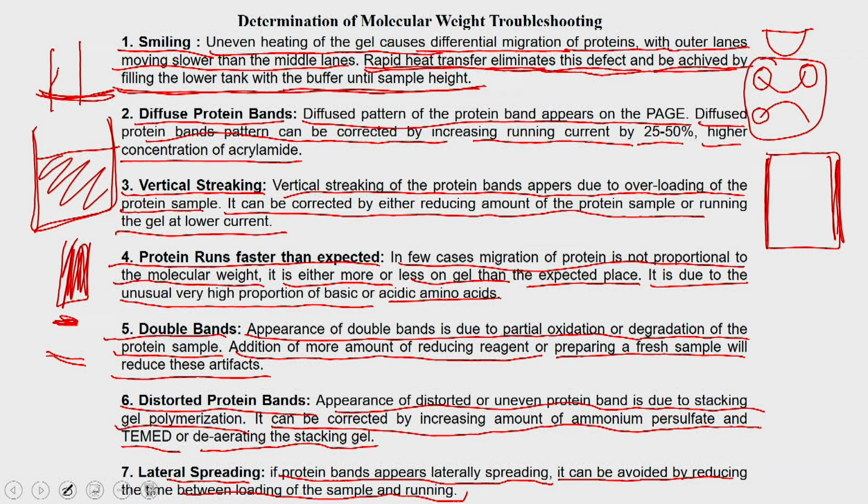like this. So, suppose you loaded into the well and they are sitting here, then they start diffusing like this, and because they already diffused some amount, once you turn on the power, these diffused bands or diffused proteins also start resolving, and then they actually do not come closer to each other, and that is how you get the lateral spreading of these protein bands. How to correct that? You have to correct it simply by loading the protein and then turning on the power as quickly as possible.